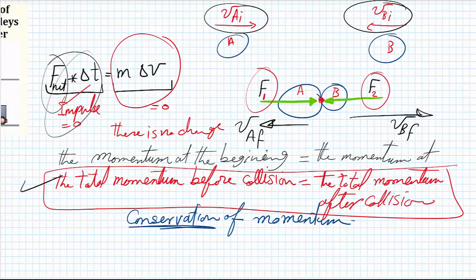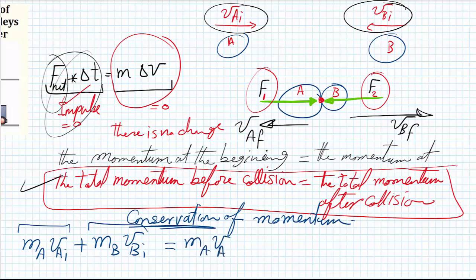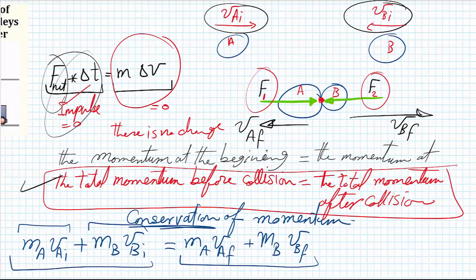So the momentum is mass times velocity. So MA times VAi plus MB times VBi. This is the momentum of the first one plus the momentum of the second one. So the two terms mean the total momentum of the objects before collision equals the same but after collision. So it's MA times VA final plus MB times VB final. This is the total momentum of the two objects after collision. They are exactly the same, but take care of something.